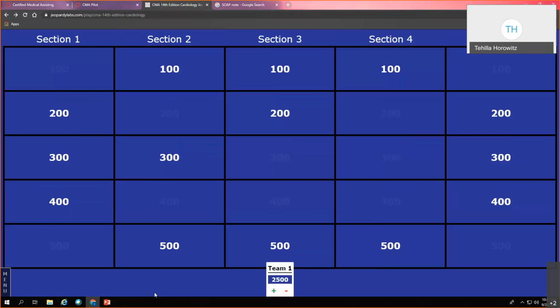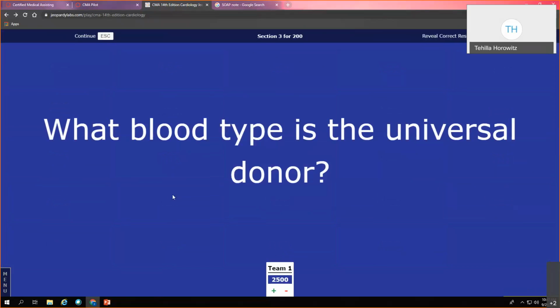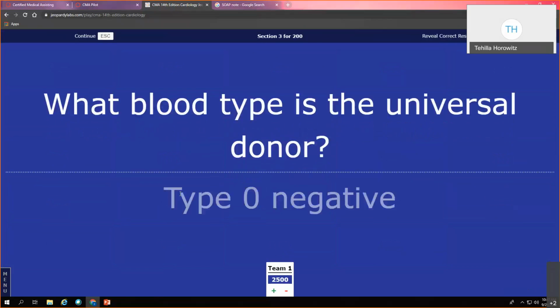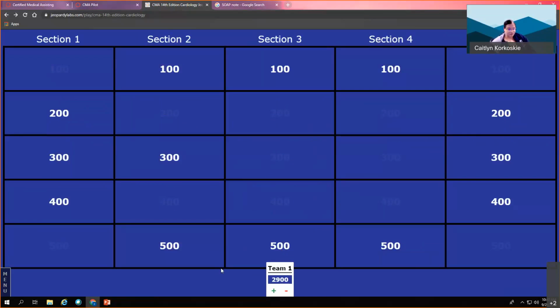Let's see. I'll do section 3 for 200. It was O positive. Yes. Well, O negative is the universal donor, but type O blood in general is the one that can give blood to any other type of blood, but they can only receive type O blood.